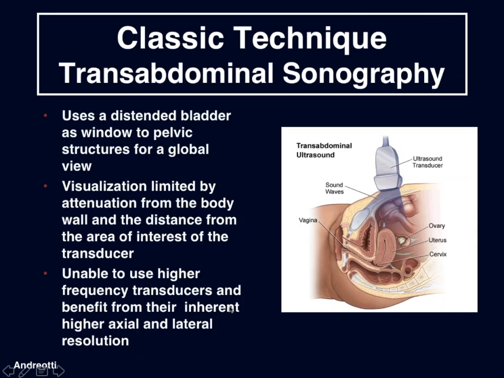So with transabdominal sonography, we use a distended bladder as a window to pelvic structures for a global view. But visualization is limited by attenuation from the body wall and the distance from the area of interest to the transducer. So we are resultingly unable to use higher frequency transducers and benefit from their inherent higher axial and lateral resolution, as we will with transvaginal imaging.